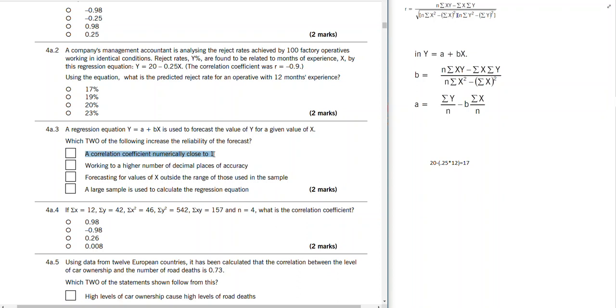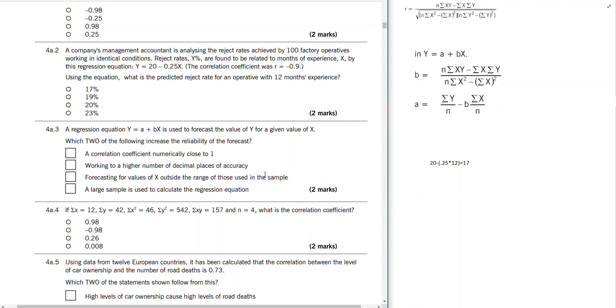A: a correlation coefficient numerically close to 1. B: working to a higher number of decimal places of accuracy. C: forecasting for a value of X outside the range of those used in the sample. D: a large sample is used to calculate the regression equation. Let's first eliminate the obvious. They said forecast for values of X outside the range of those used in the sample.